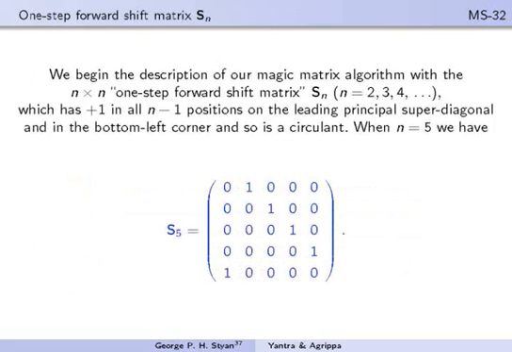Our algorithm is based on the one-step forward shift matrix, which is often used in the statistical analysis of time series. You see ones in the n-1 positions on the leading principal superdiagonal and in the bottom left corner, and S_n is a circulant. When n equals 5, we have this matrix S5.